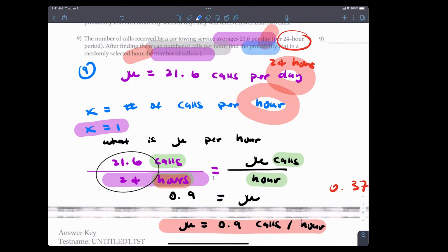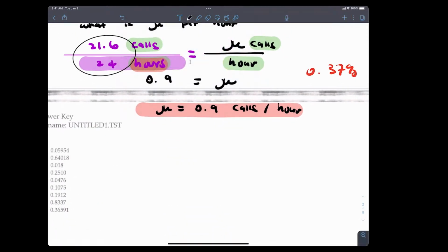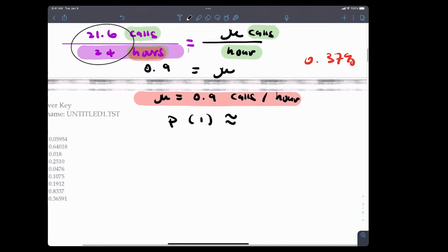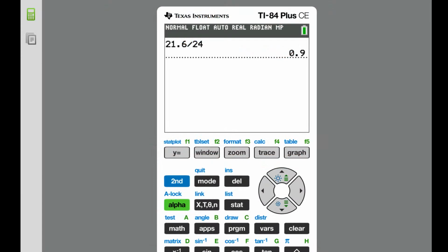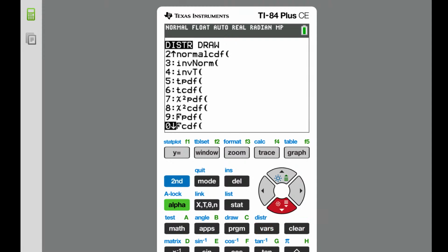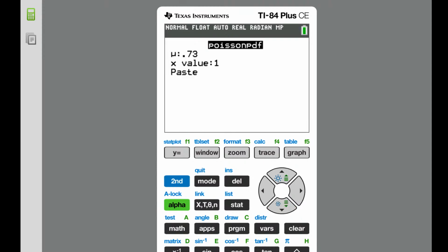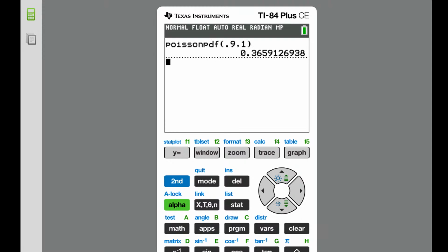Find the probability that in a randomly selected hour, they change the interval. The number of calls is 1. So what is P of 1 now? X is 1, but the mu is 0.9, so you're going to have to change that. Let's get out the calculator now. Second distribution. Go to Poisson. In Poisson, mu is 0.9, that's in calls per hour. X is still 1, so that's great. We get this answer here.